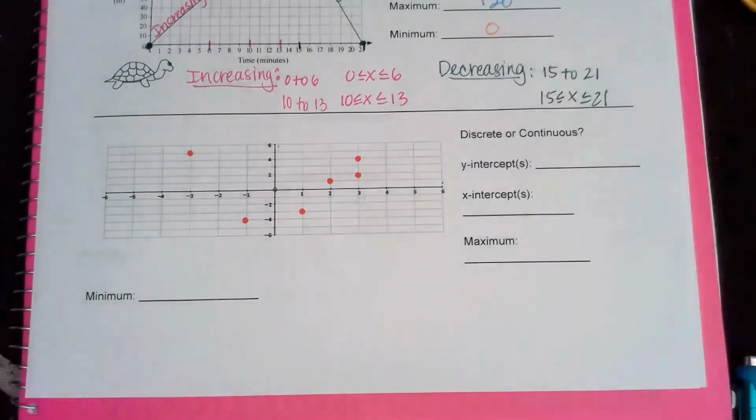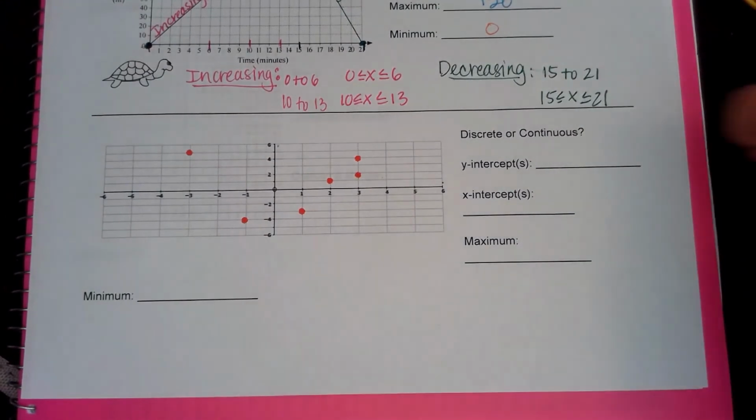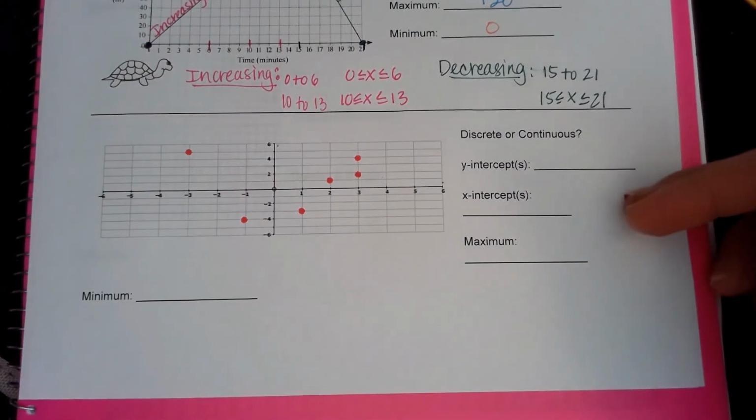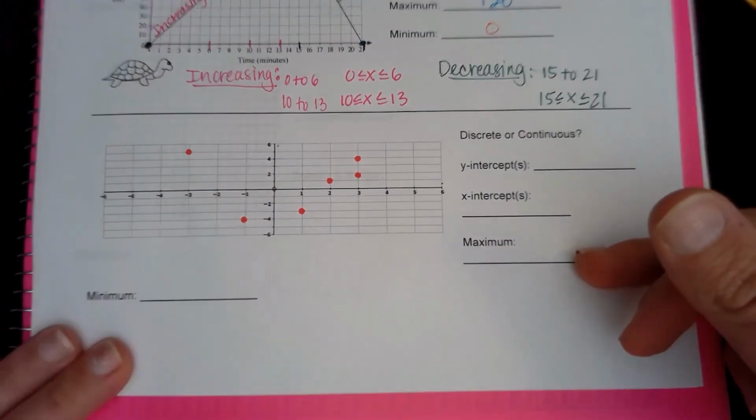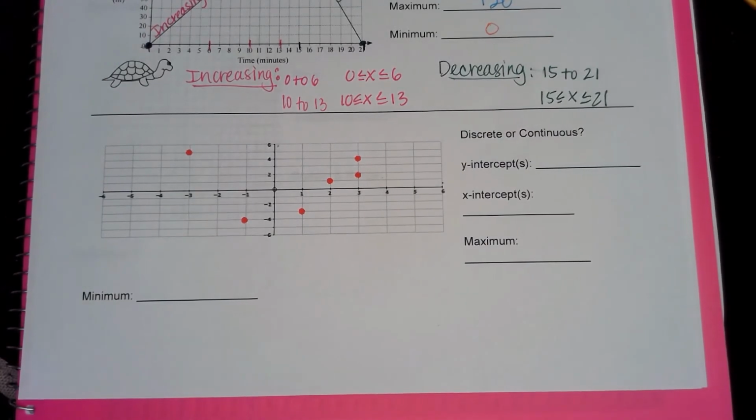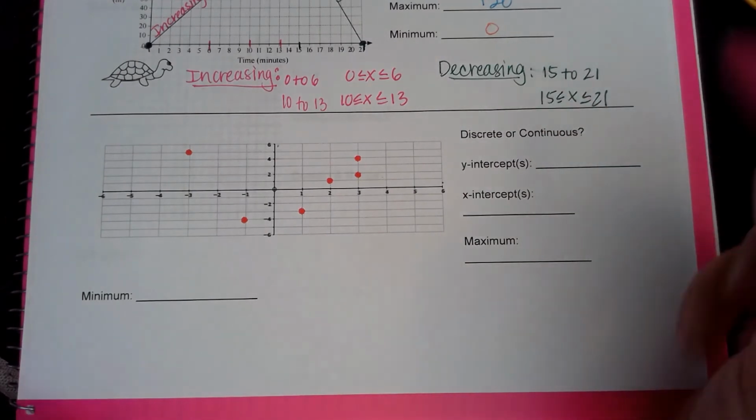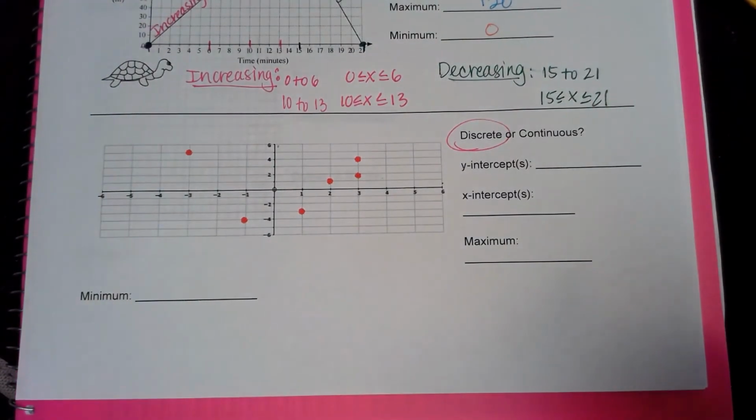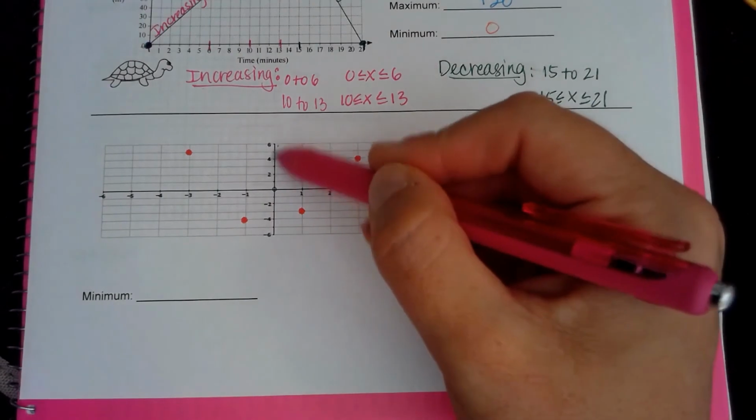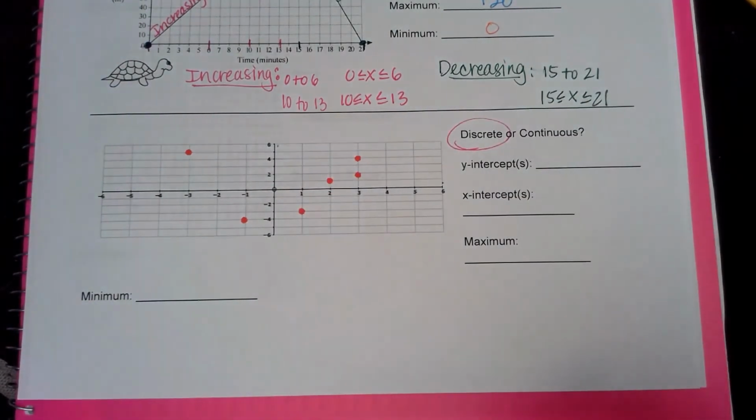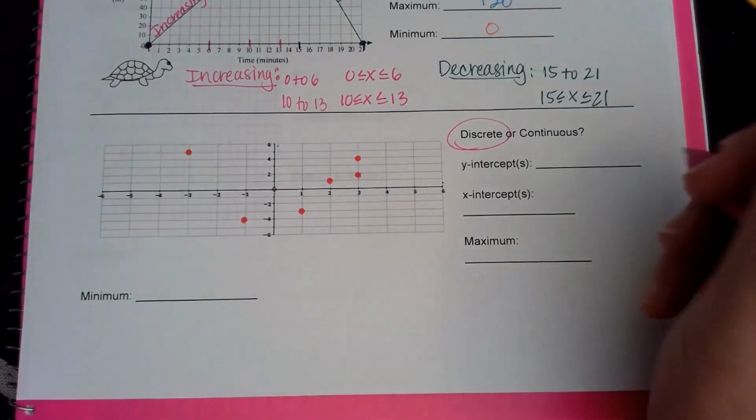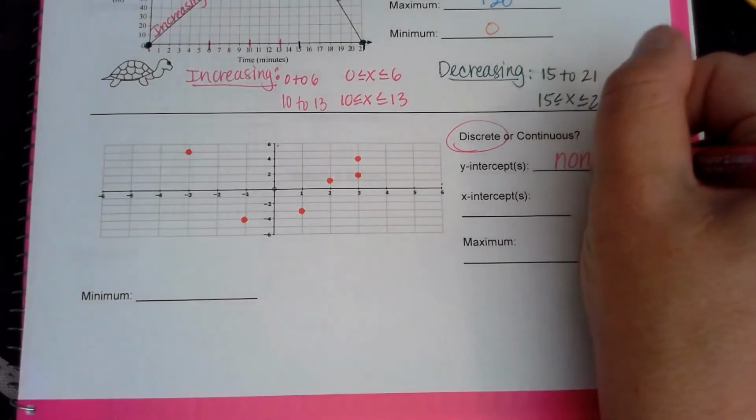All right, you're gonna try this one too. Discrete or continuous, y-intercepts, x-intercepts, maximum, minimum. Go ahead. All right, discrete or continuous. Hopefully you said discrete because these are clearly dots and they are not connected. Y-intercept, here's my y-axis. Are any of the dots on there? Hopefully you said no, so there are none.